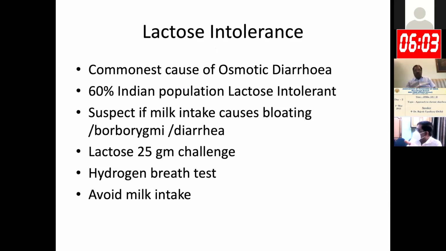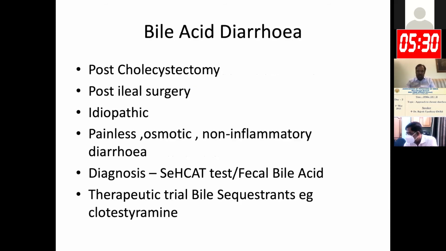Now, some of the common things which we ought to know is lactose intolerance is very common in the Indian population. Up to 60 to 70% of the population. Suspect if milk intake is causing bloating, borborygmi, and diarrhea. So you don't have to go for any fancy testing. You can give a simple challenge. Give a patient a big glass of milk, and if they start having symptoms an hour after that, you know that they have got lactose intolerance. But then you can go ahead with hydrogen breath testing and avoiding milk intake.